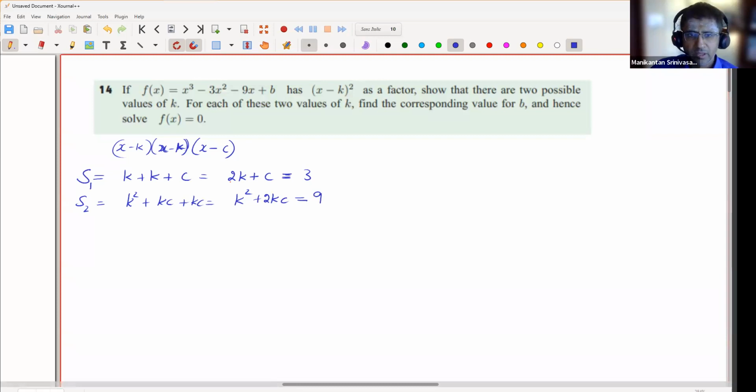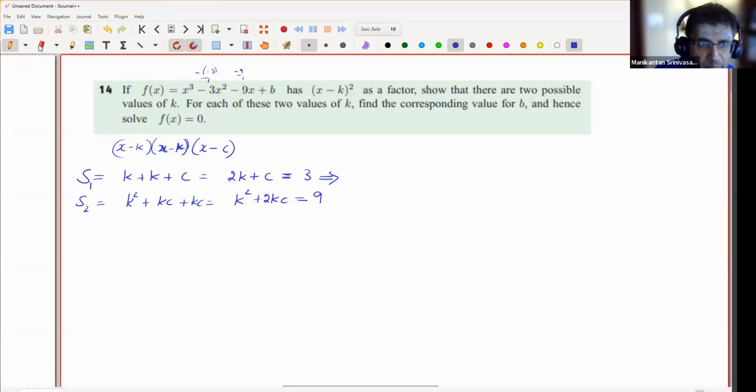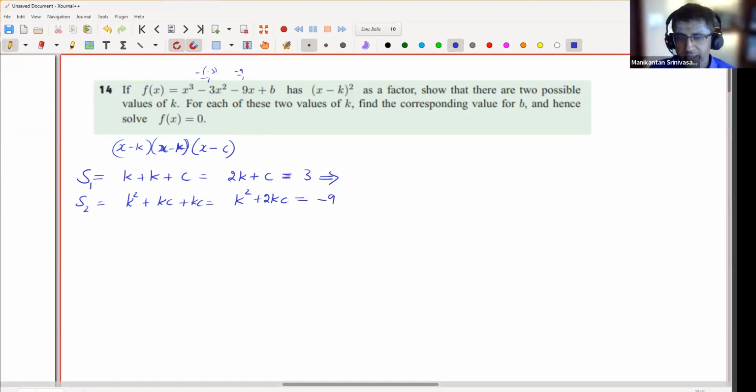Now let's use these to solve simultaneously. Sorry, I made a small mistake. The first one is minus b by a, so it's minus of minus 3 by 1. The next one is minus 9 by 1 without the sign change, so it's minus 9, not plus 9, but minus 9 here. You guys recall that, right? Minus b by a, and then the next one without the minus sign.